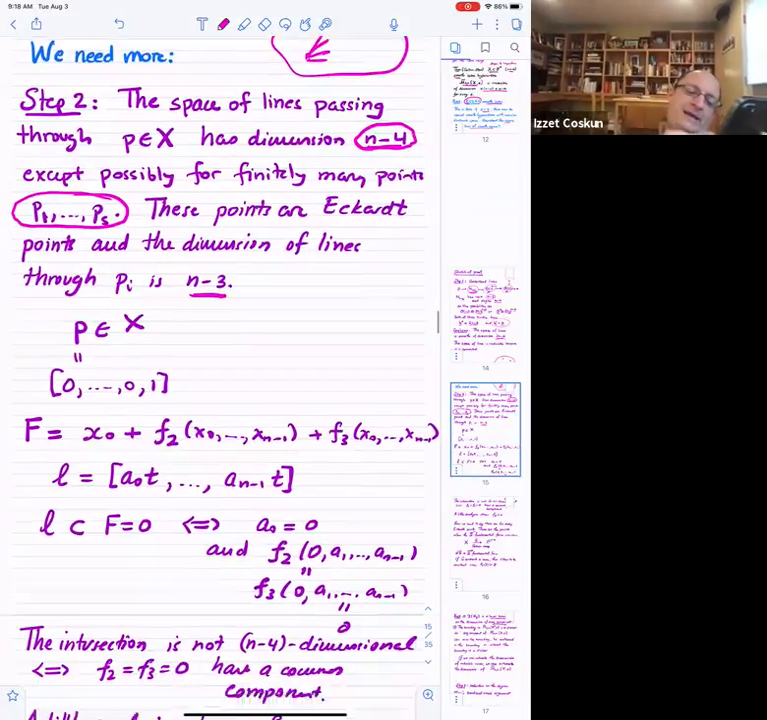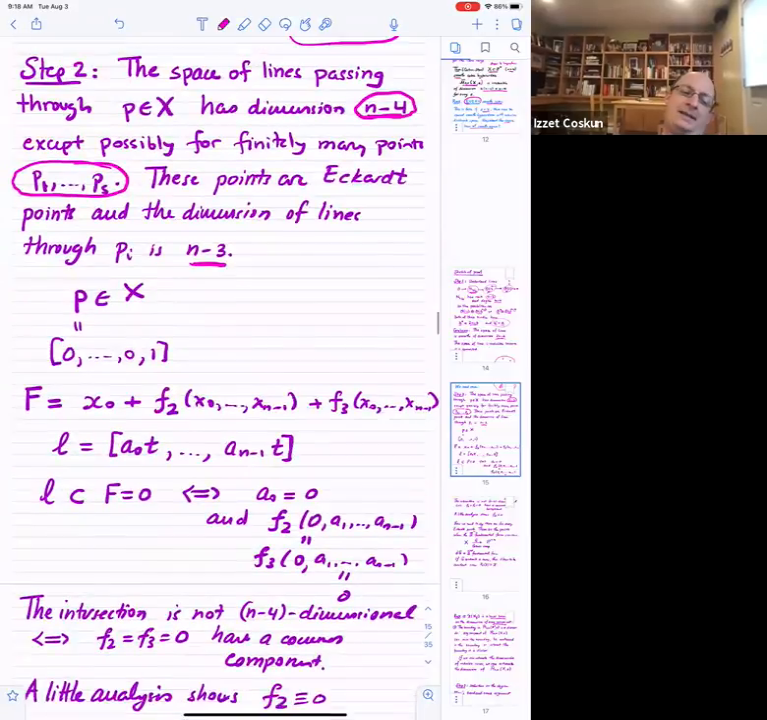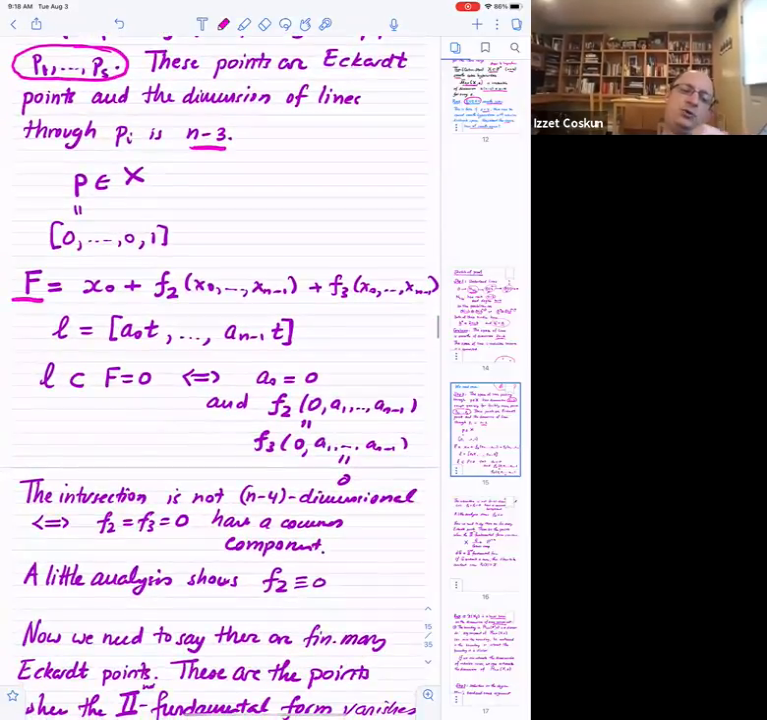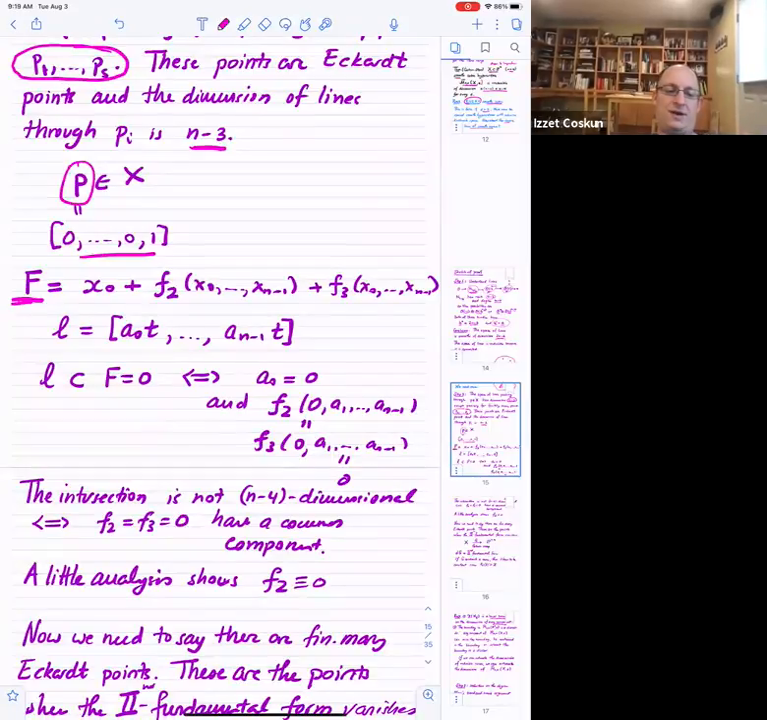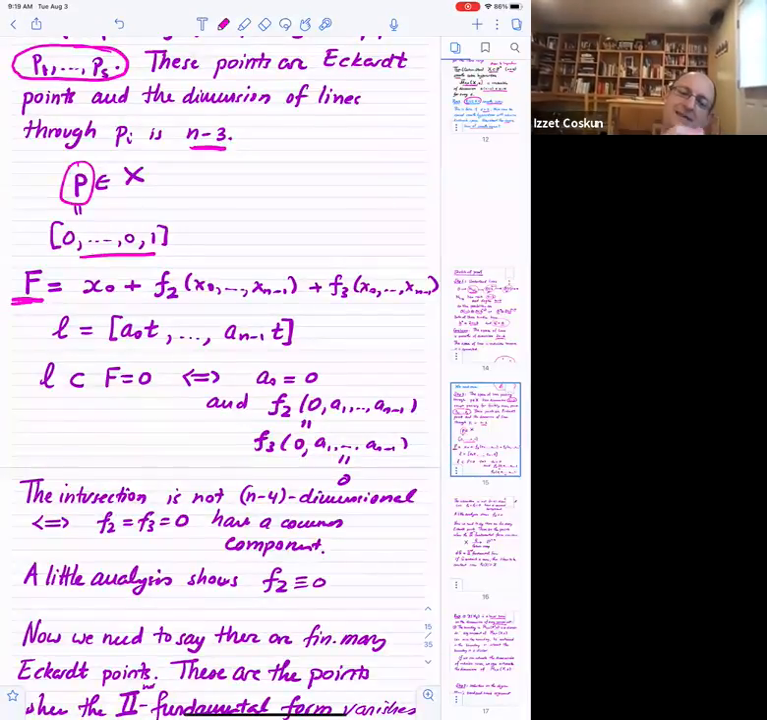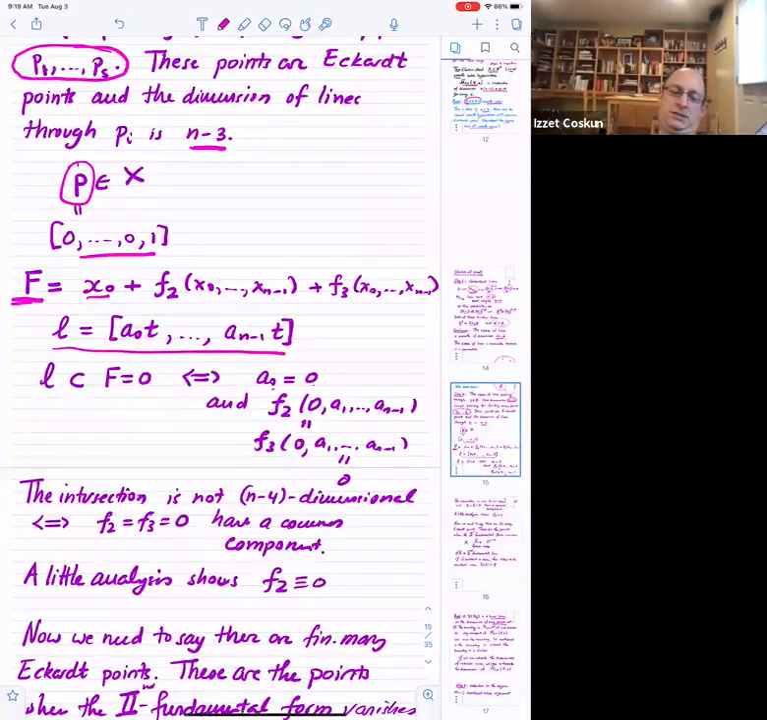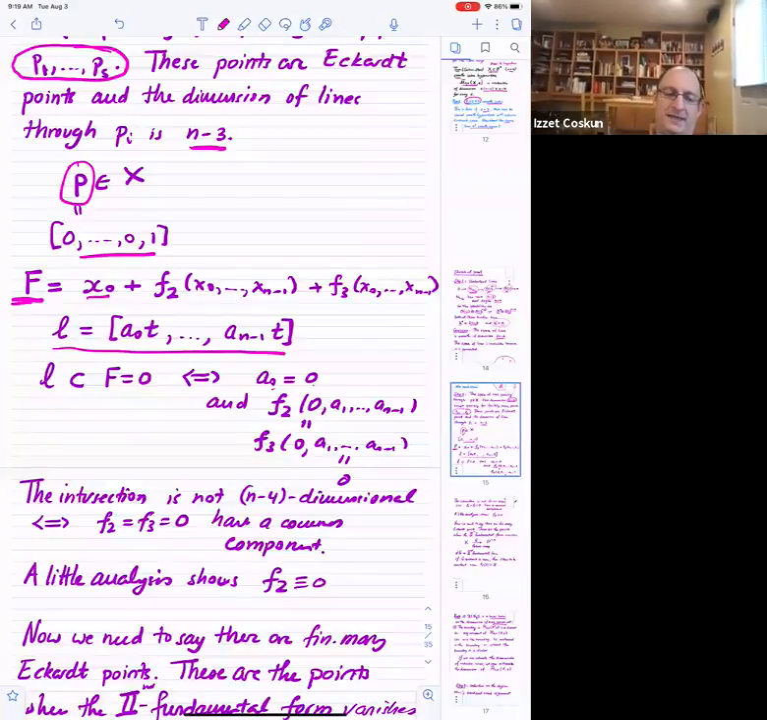So, okay, now let's think about this. When can this jump? Let me take my cubic, let me take my points so that it has these equations. Let me expand my cubic around this point so that it looks like this, right? Now, the space of lines through that point that looks like this: A naught has to be 0, so that it lies in the tangent hyperplane to this. And then if I plug in these things for F2 and F3, I need to get 0.